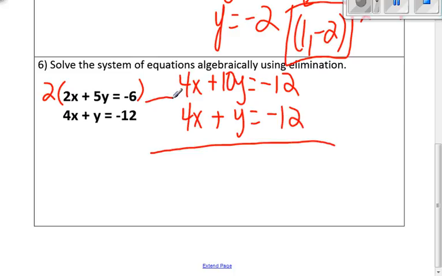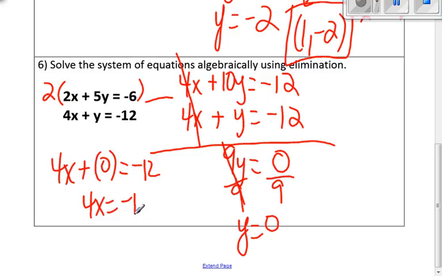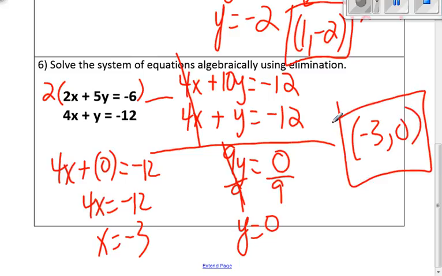We need to subtract because it's 4x and 4x. And I subtract. 10y minus y is 9y. Negative 12 minus negative 12 is 0. Divide both sides by 9. Y equals 0. Once you have that, substitute in. 4x plus 0 equals negative 12. 4x equals negative 12. X equals negative 3. Negative 3, comma, 0.